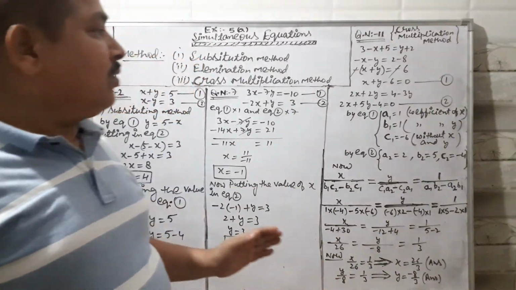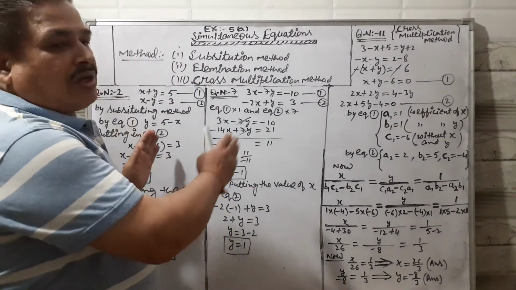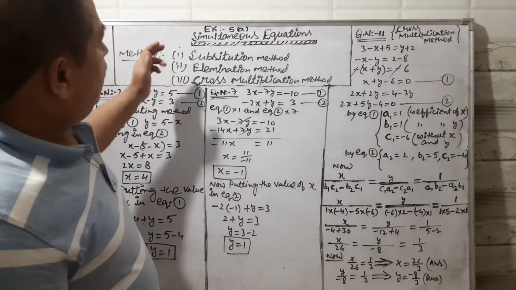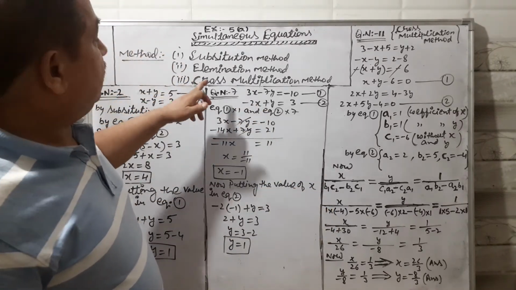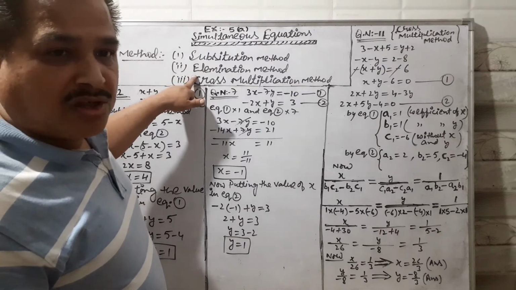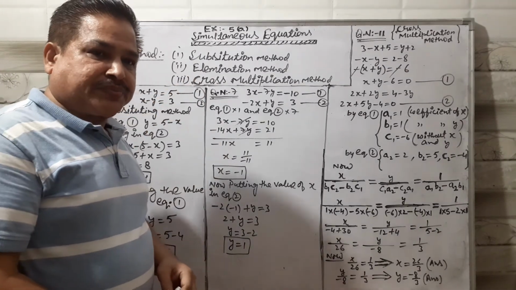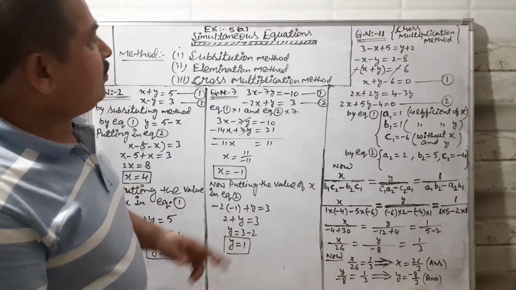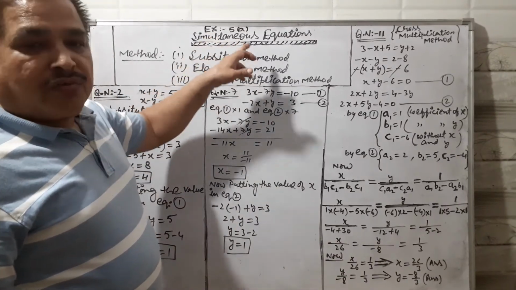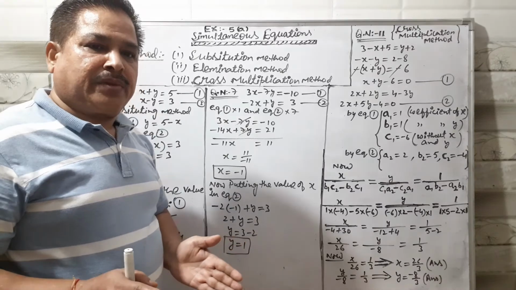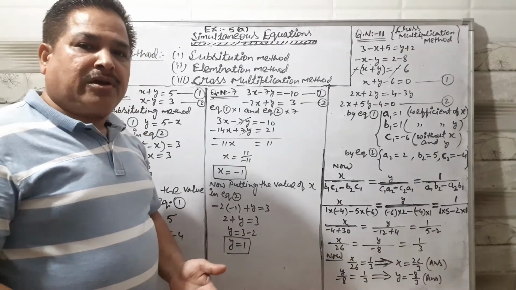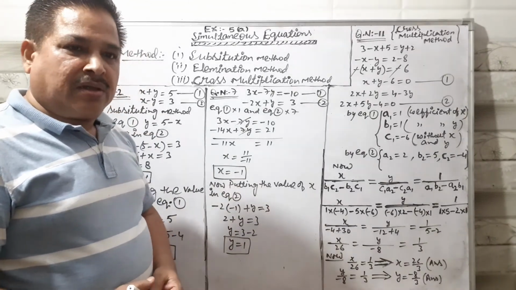So children, we have done these 3 questions by these 3 methods: substitution method, elimination method and cross multiplication method. I have given you questions from exercise 5a. Okay, solve all the questions from there.